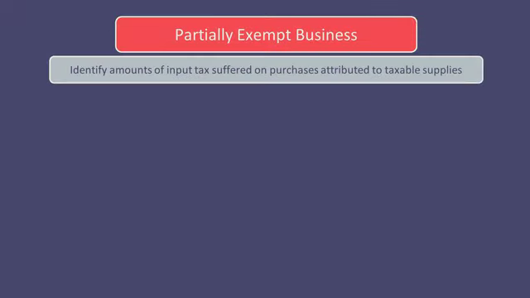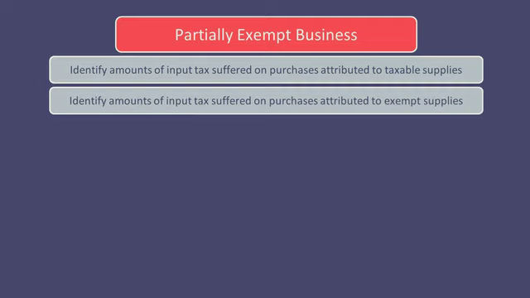We start by identifying which amounts of input tax suffered on purchases are attributed to taxable supplies. These amounts of input tax can be recovered in full. Then we identify which amounts of input tax suffered on purchases are attributed to exempt supplies. These amounts are, in the first instance, not recoverable, but we will see shortly that they may end up being recoverable if they are below certain de minimis limits.